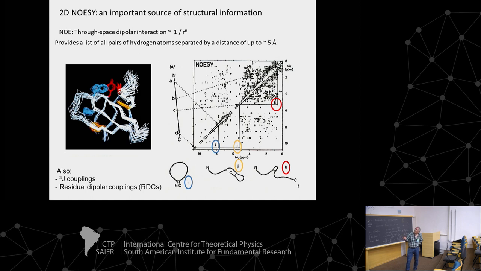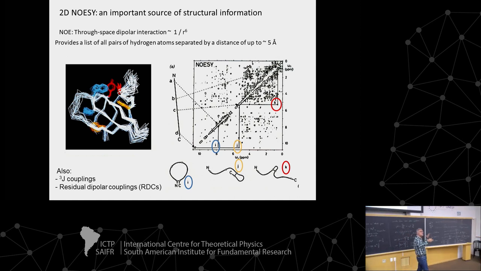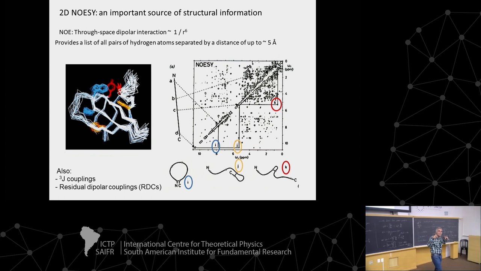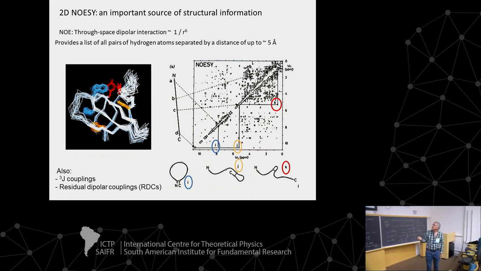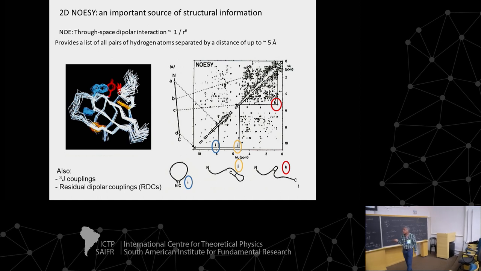They all fall into a family of structures, which are represented here. So instead of getting one structure, like in crystallography, where you usually deposit one structure, which is the best model that was consistent with that electron density map, in NMR you usually deposit 10 or 20 or 50 structures, all of which are consistent with all of these geometrical restraints that you have collected in several different kinds of experiments. Okay?